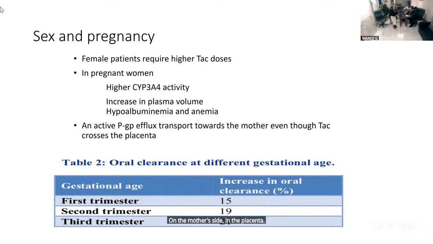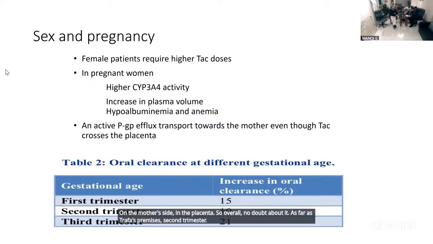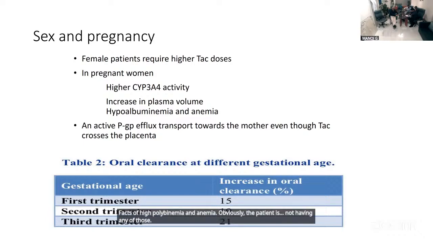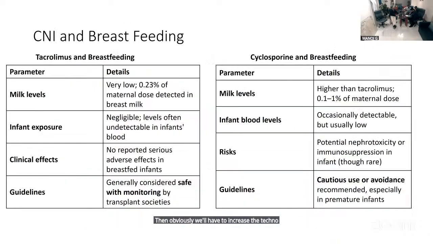So overall, no doubt about it, as far as the first trimester, second trimester, or third trimester is concerned, as far as C0 levels, there may be a need to increase the tacrolimus, but obviously it should be guided. Not every pregnancy will necessarily require an increase in tacrolimus levels because of hypoalbuminemia and anemia. Obviously, if the patient is not having any of those, then you will have to increase the tacrolimus dose.